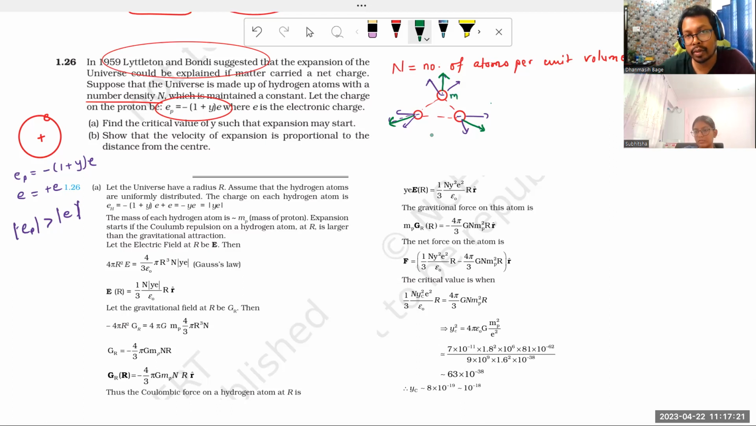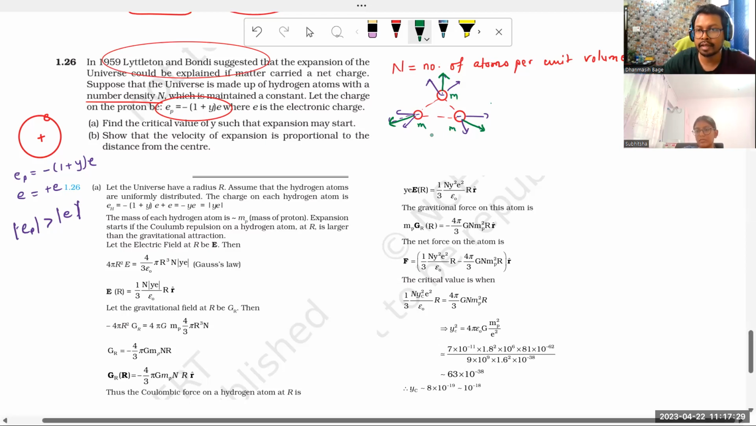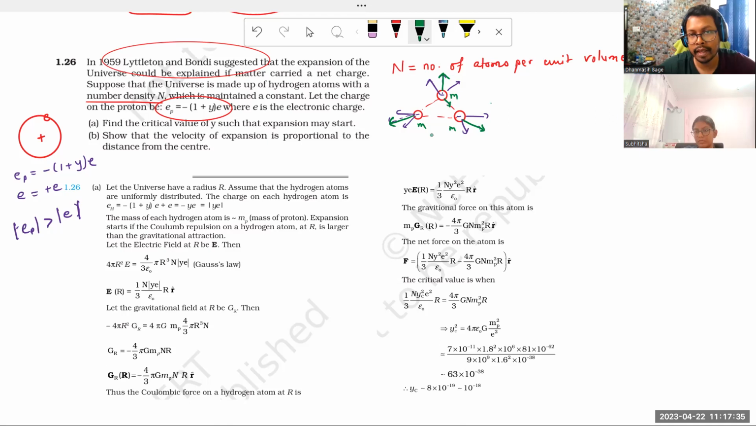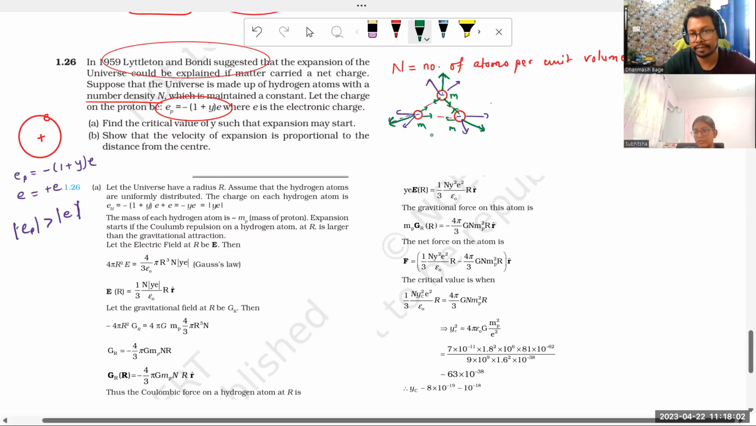they have masses also, right? What is the universal law of gravitation? Any bodies having mass attract each other with some force. So there is an attractive force between them and a repulsive force between them also, right? They are attracting each other and repelling each other. The critical value of Y will be such that the repulsive force should be greater than the attractive force. That Coulombic repulsion must be able to overcome the gravitational attractive force. Then the universe will be expanding.